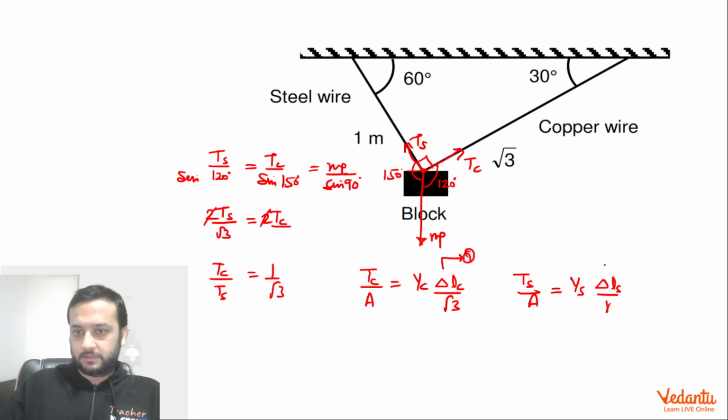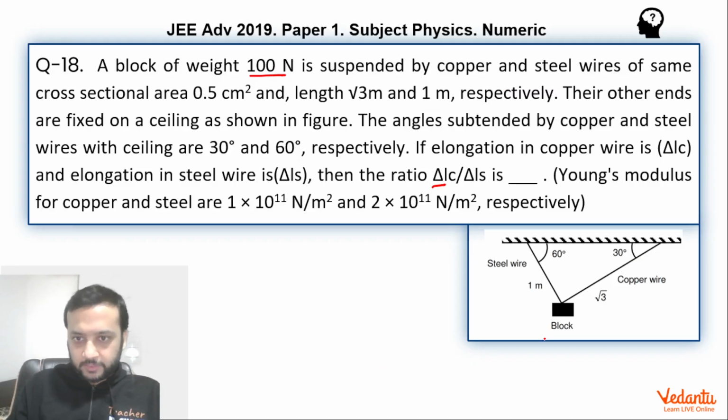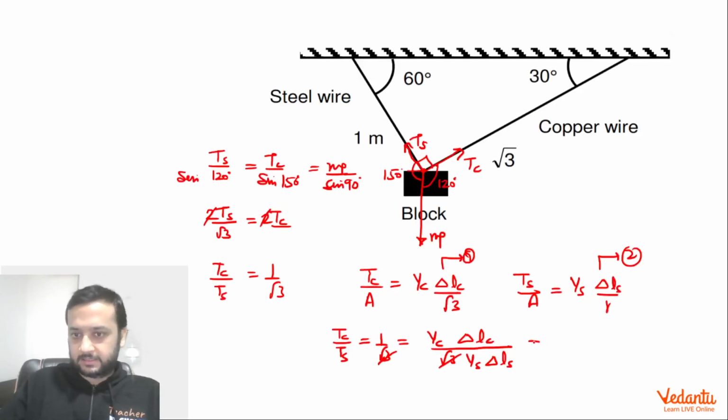Now let's say this is equation 1 and this is equation 2. If you divide equation 1 by equation 2, you're going to get Tc by Ts, which is nothing but 1 by root 3, equal to Yc into delta Lc divided by root 3 into Ys delta Ls. Root 3 and root 3 will be gone. So we can say that delta Lc upon delta Ls, that is what we need to find, will be equal to Ys upon Yc.